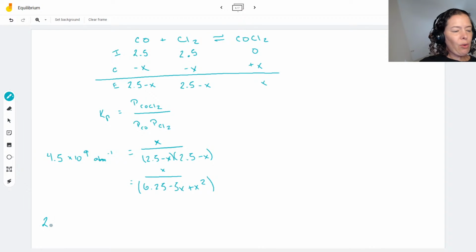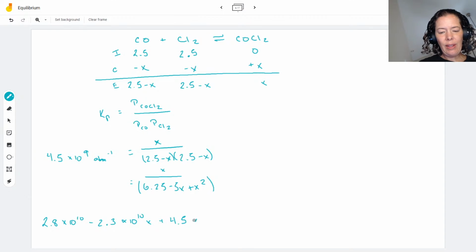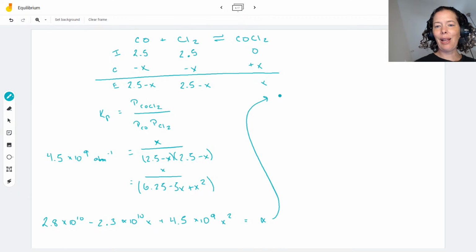Okay, so once I do that, again, you get really nasty numbers here, but that's okay. Don't panic. It's totally fine. Plus 4.5 times 10 to the ninth. That's x squared, and this equals x. Again, that was my numerator that was left here. And when I bring my x over to the left-hand side, you can see my numbers are so large it actually doesn't do anything. I've got the same thing here.